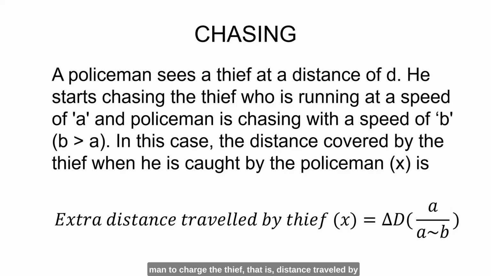That is, distance traveled by the policeman to catch the thief is equal to delta D the whole multiplied by A divided by A minus B, where A refers to the speed of thief, B refers to the speed of policeman. Here, the distance travelled by the policeman to catch the thief is equivalent to the extra distance travelled by thief from the initial stage. Therefore, the formula remains the same as delta D the whole multiplied by A divided by A minus B. Let us solve some examples to understand this.